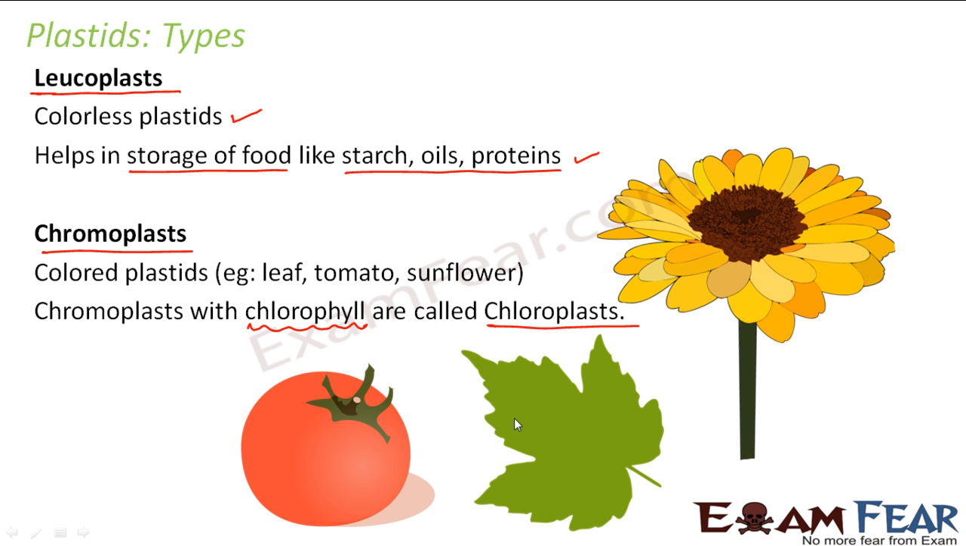One is chromoplast, one is leucoplast. Chromoplasts are the colored plastids. So what is the purpose of chromoplasts? They actually give color to the different parts of the plants, right? Chromoplasts which are green in color are called chloroplasts, and they are present in the leaves of the plants. On the other hand, leucoplasts are colorless plastids, but they help in storage of food items inside the plant, right?